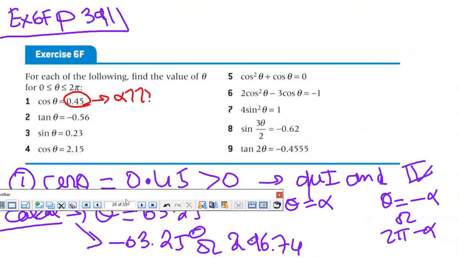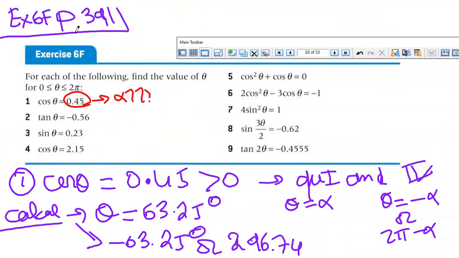Now let's move to exercise 6f. It's all the same. I also want to solve for the angle. So I need to find which angle gives me cosine 0.45, and then I see all the related angles that give me the same answer. Cosine is positive, which means I'm working in which quadrants? Quadrant 1 and quadrant 4. So the angle is exactly the angle that gives me cosine 0.45, or minus alpha, or also 2 pi minus alpha.